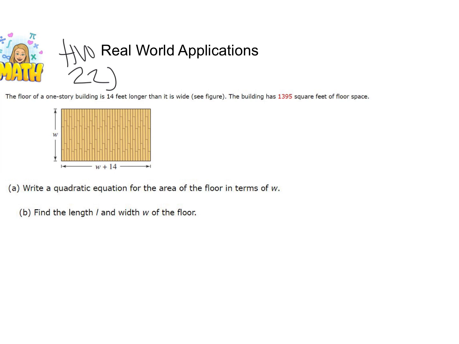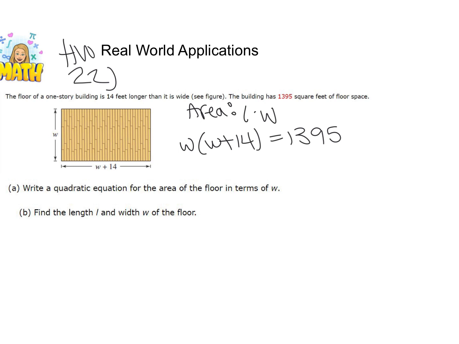Okay, so we need to think about the area first. So we know the area is length times width. So we have W times W plus 14 is equal to 1395.